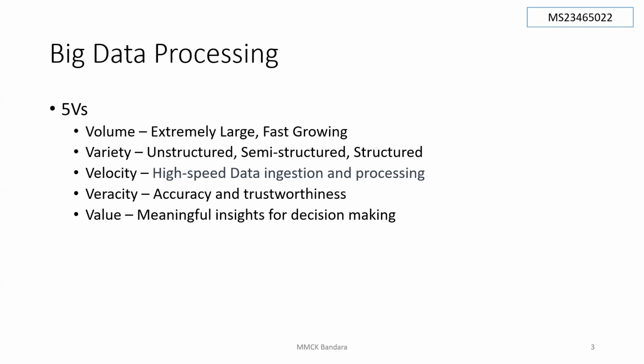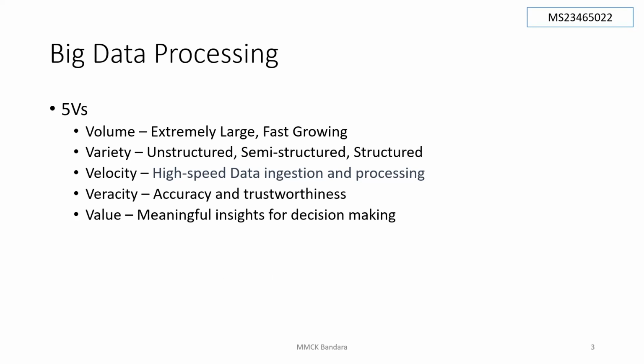So we have to understand the characteristics of big data. Basically, we can summarize big data processing characteristics into 5 V's: volume, variety, velocity, veracity, and value of data. So we have to deal with a large volume of data, which grows fast or rapidly. And on the other hand, we have to deal with different sorts of data.